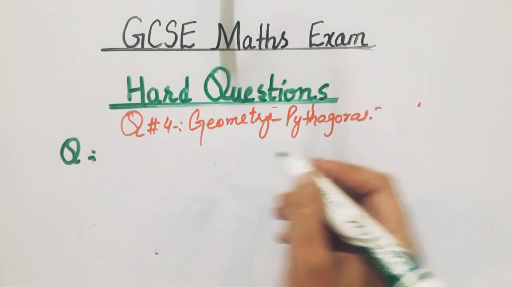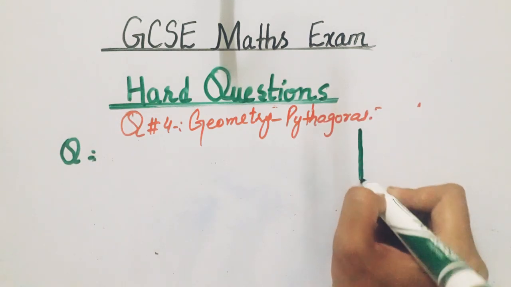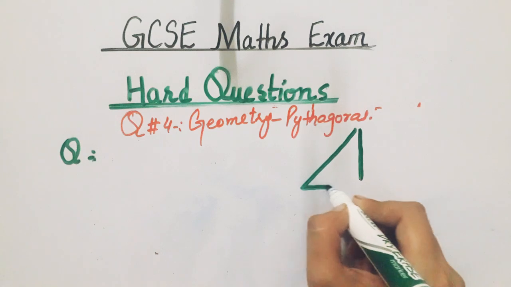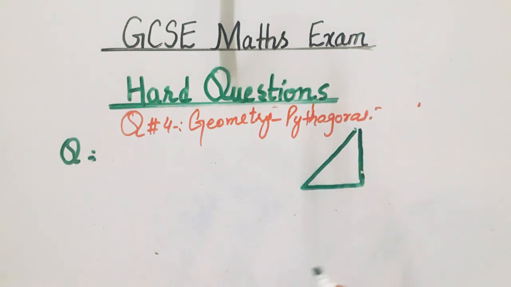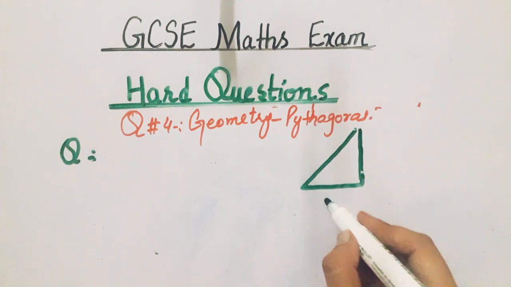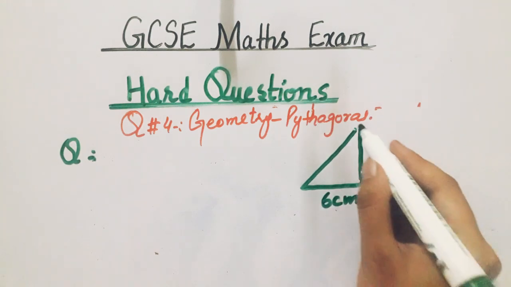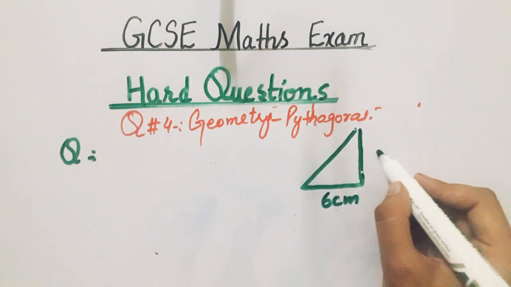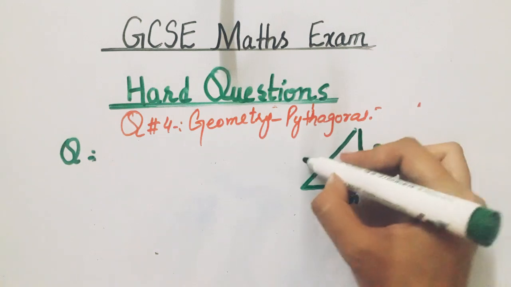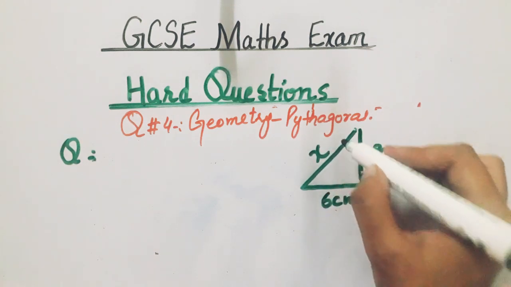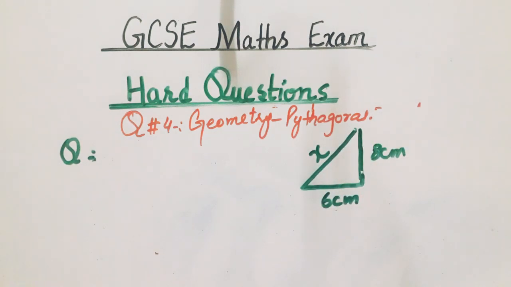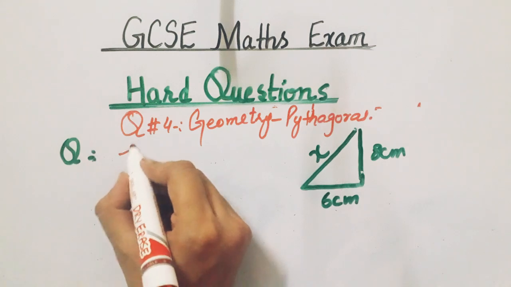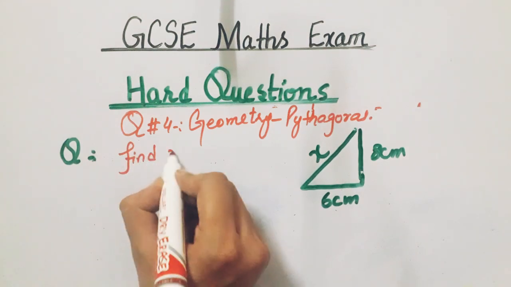we have a right angle triangle. This is a right angle triangle and the base is 6 centimeter and the height is 8 centimeter. You have to find the hypotenuse value. So find x.